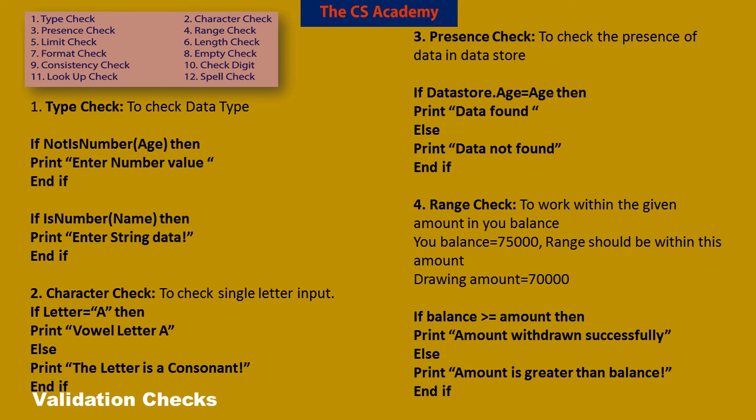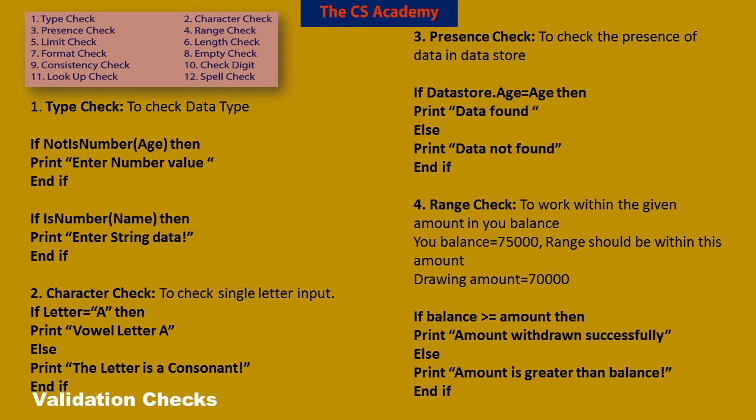So the first one is the type check, that is used to check the data type, whether it is a number or a string. Its composition is that you apply an if check, focusing this way: if not is number, then you are checking the age, whether it is a character or not, then you will print the message. If it is not the correct data according to the number, the message printed will be "enter number value", and you will come to an end with an end if.